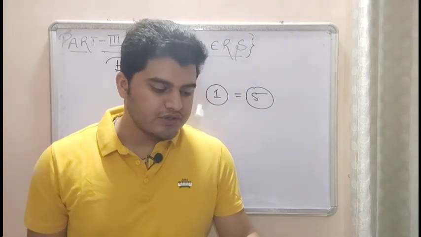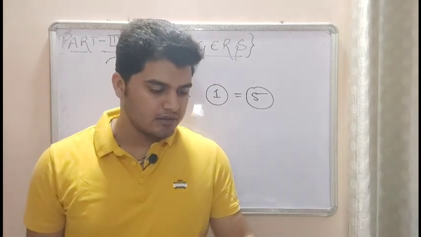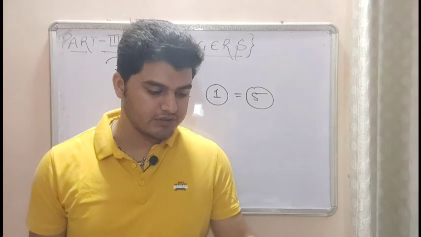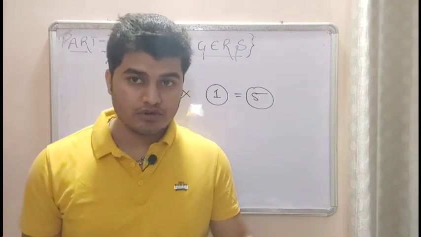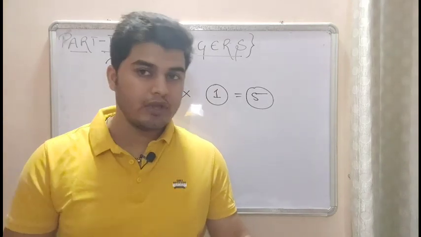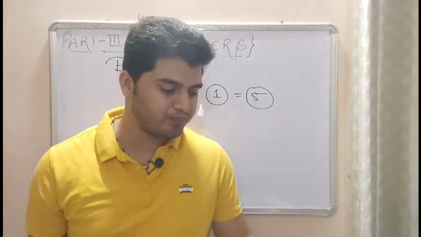The second statement is saying that the product of integers is commutative. Yes, the commutative law is followed in integers. Whether you do a into b or you do b into a, the result is the same. So yes, it is true.